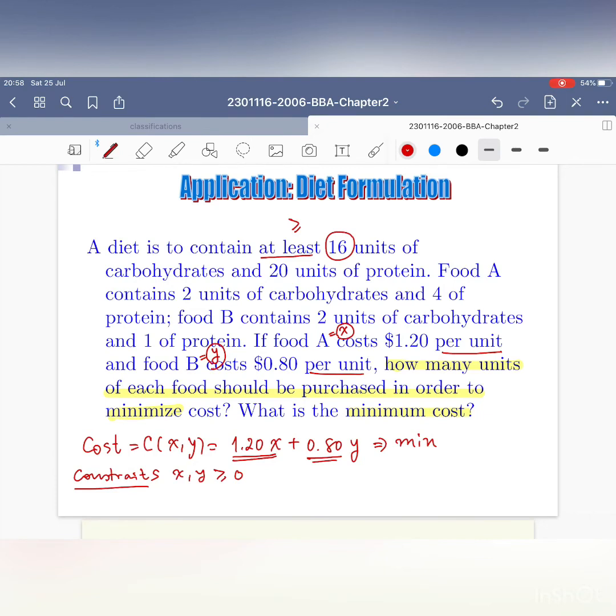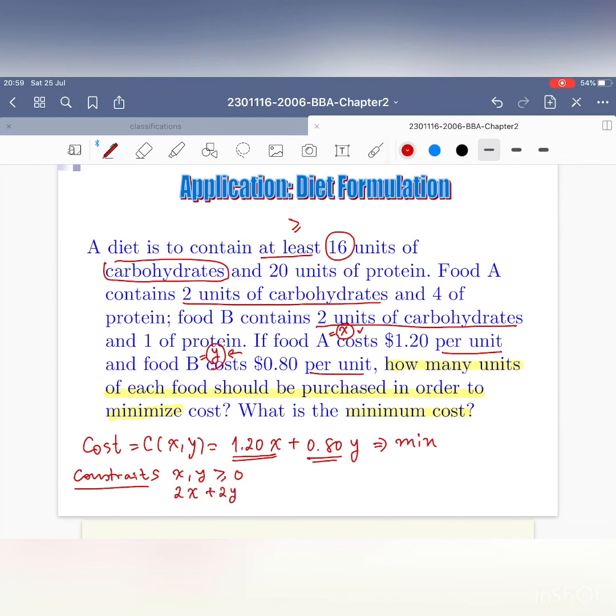So for the carbohydrate, let's see, what does the first food contain? It contains 2 units of carbohydrate, and you buy X of the food A. So for carbohydrate, you get 2X. And for the food B, it also contains 2 units of carbohydrate, so you have another 2Y.